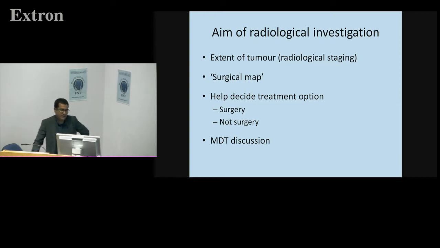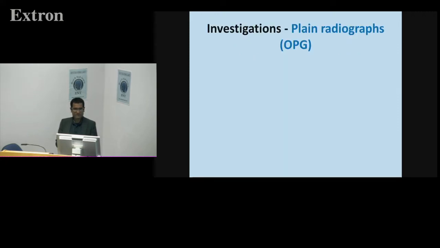your request form. So the first one is the extent of the tumor, which is radiological staging. If you are going to operate, it might provide you with what you call a surgical map, and it will help decide treatment options, because if it's a small tumor, even if it's a large tumor, if it's a free flap, then obviously your decision is important, and obviously MDT discussion will be carried out.